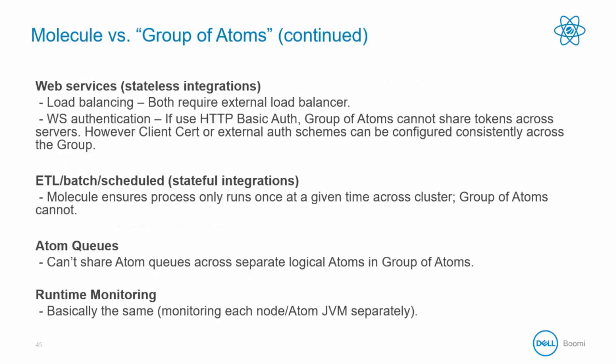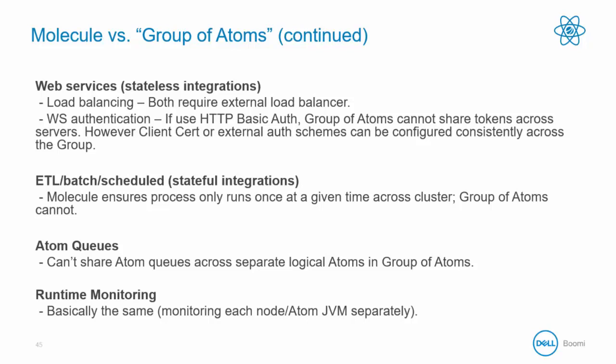Here are a few other considerations. Regarding web services, both the molecule and group of atoms would require an external load balancer to distribute requests. For web service authentication, if you use HTTP basic auth, the group of atoms cannot share tokens across the servers. They are unique individual runtimes. However, client cert or external auth schemes can be configured consistently across the group.